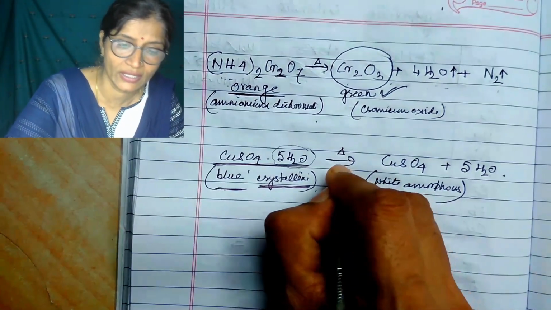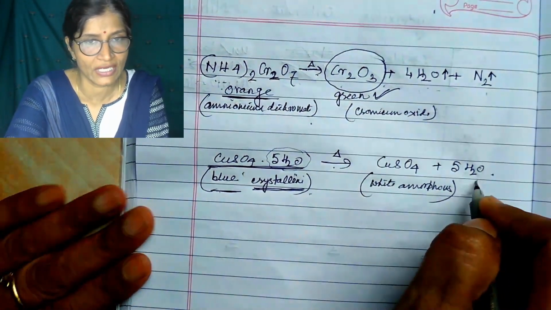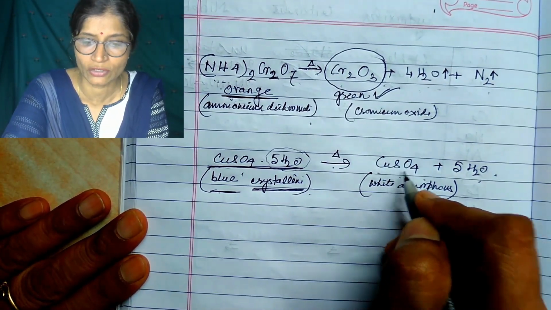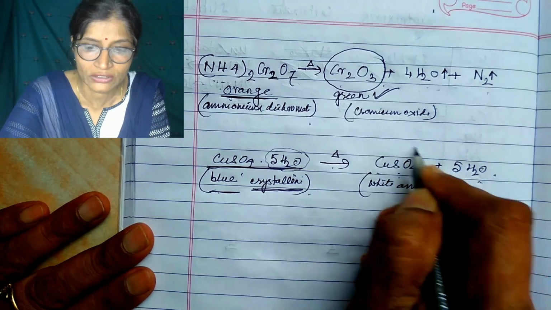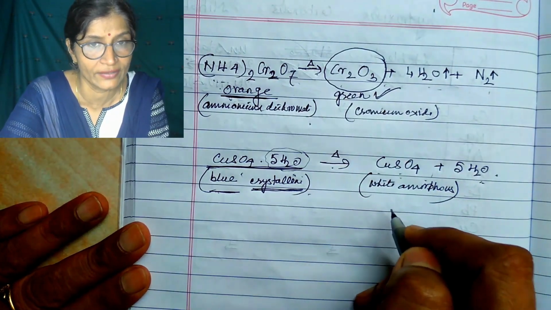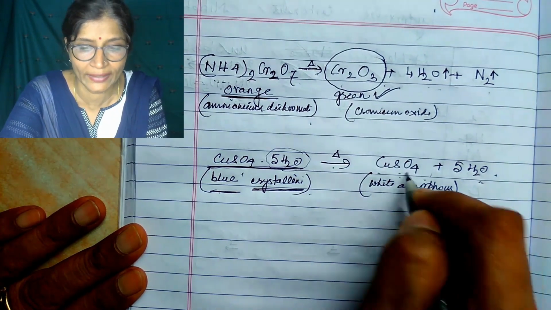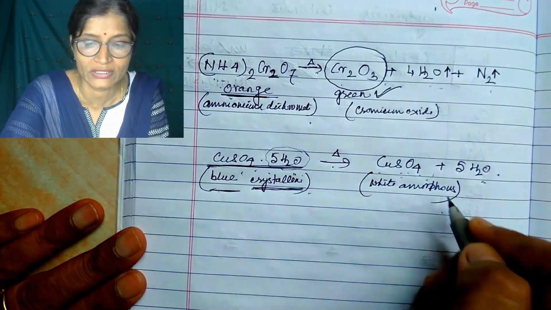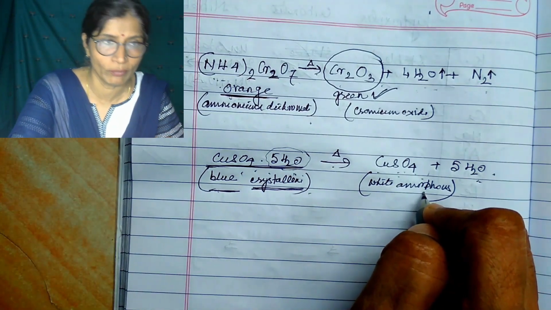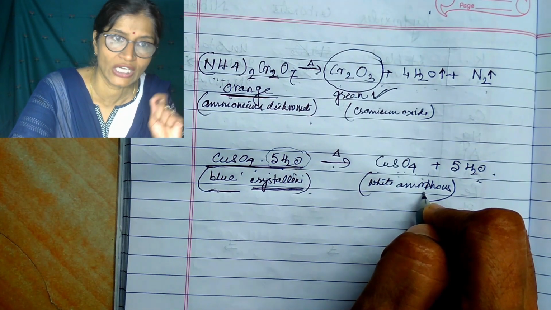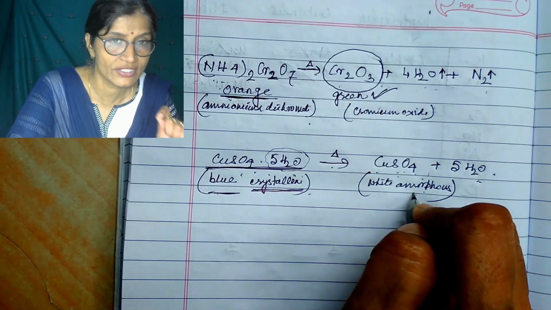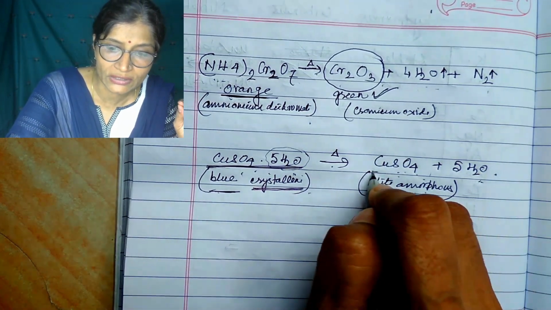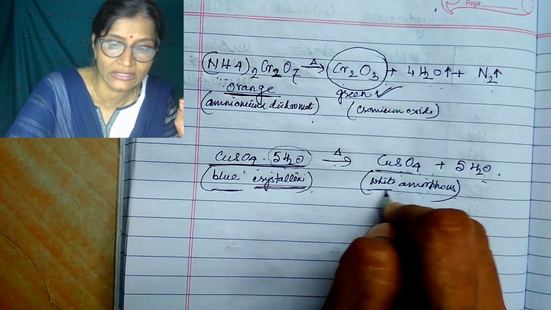But when it is heated, it will remove its water of crystallization and give copper sulfate. So the product is copper sulfate plus 5H2O. Now this copper sulfate is known as anhydrous copper sulfate. This is hydrated, this is anhydrous. This is in the crystalline form, while this is in amorphous, meaning powdery form. No definite geometrical shape and sharp edges are there. That is why it is powdery. If I touch it, it is just like powder. So it is amorphous, and the color is white.